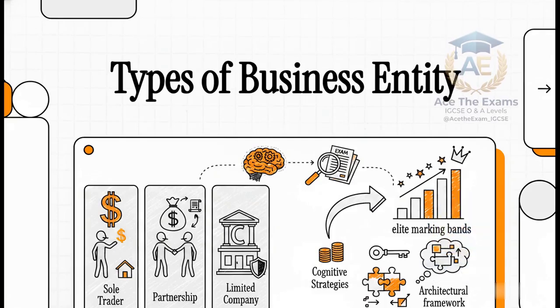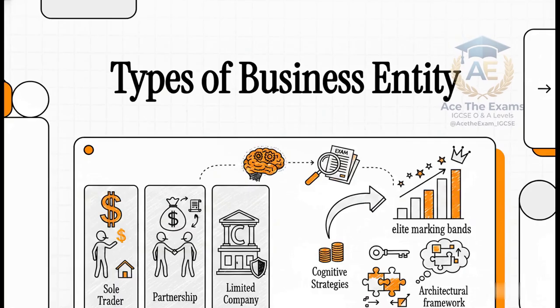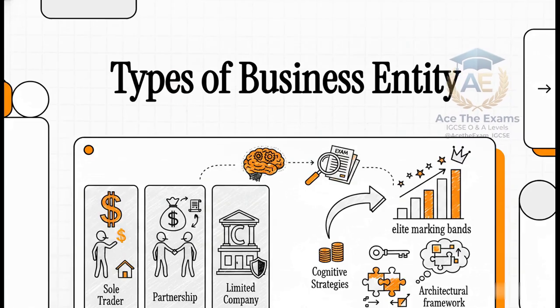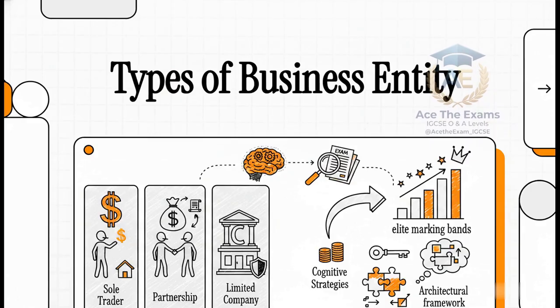I am your Master Coach, and today we are going to adopt the exact lens of a Cambridge Principal Examiner to completely decode the types of business entity module for your AS and A-Level Accounting 9706 syllabus. Now, if you're deep into your prep, you already know that understanding the fundamental differences between a sole trader, a partnership, and a limited company is absolutely non-negotiable.